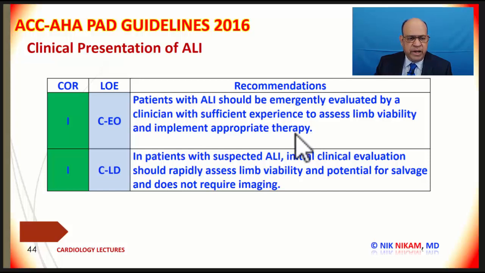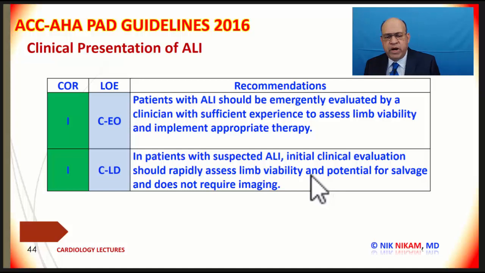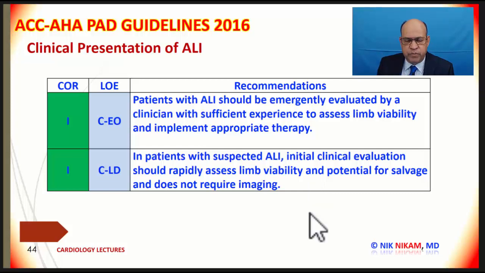Similarly, in patients with suspected acute limb ischemia, initial evaluation should rapidly assess limb viability and potential for salvage. So if you have a suspected patient, they should be evaluated for limb viability. If there is evidence of limb viability, you have some time to further evaluate this patient.